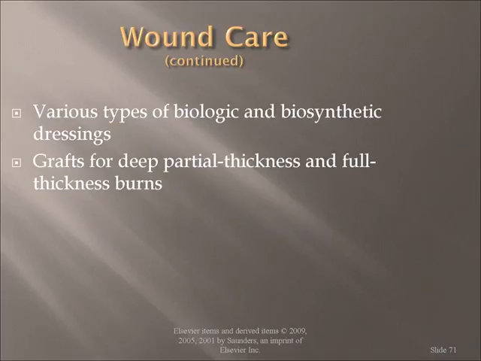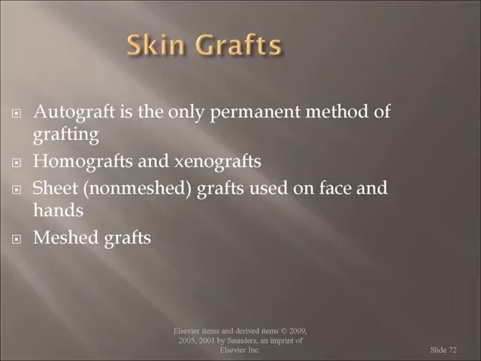Grafts are used for deep partial thickness and full thickness burns. Some different kinds of grafting: autografting is the only permanent method for grafting. A homograft and a xenograft can be used. Sheets of non-meshed grafts are used on the face and the hands, and then we use meshed grafts on the torso and the peripheral extremities.